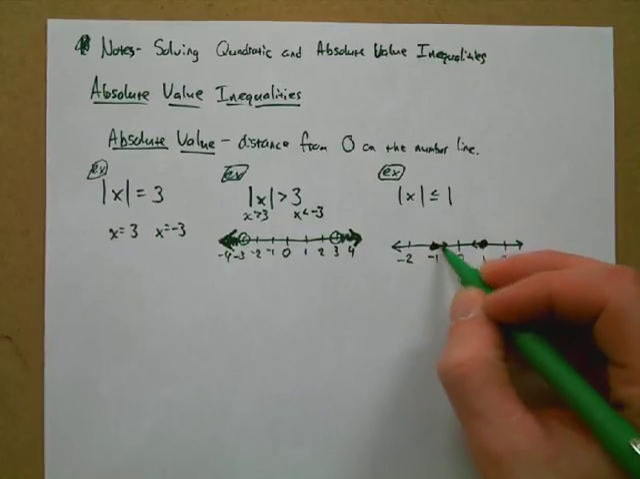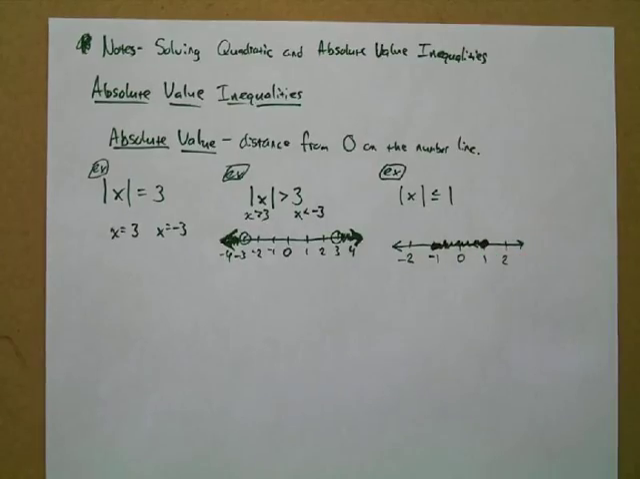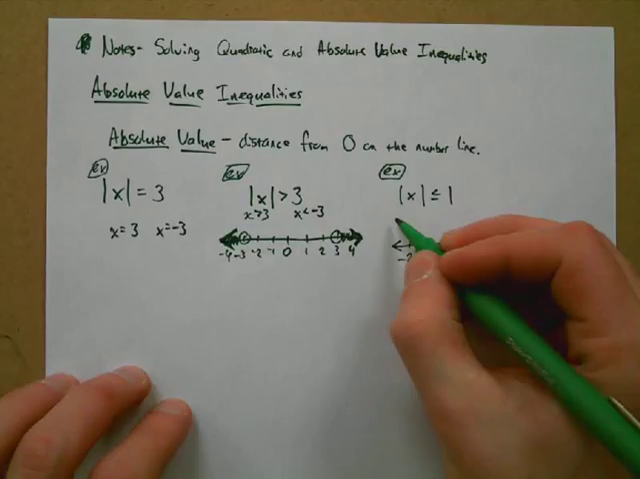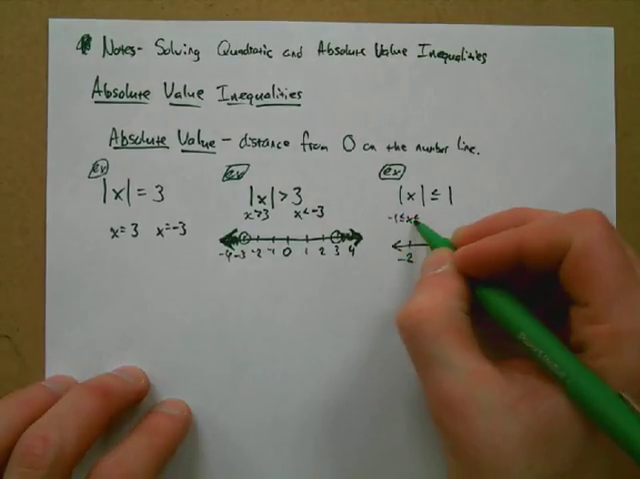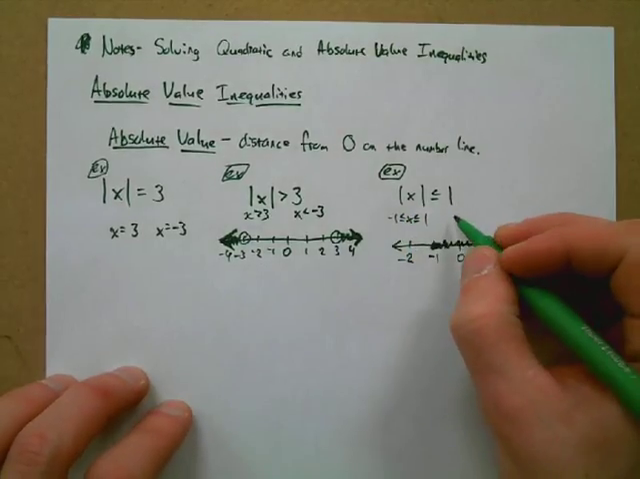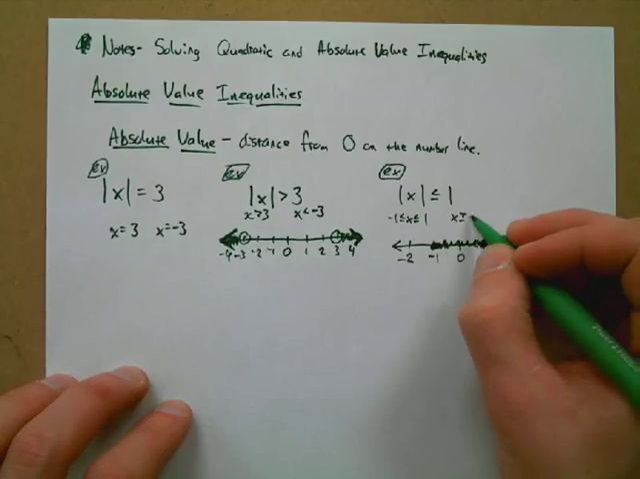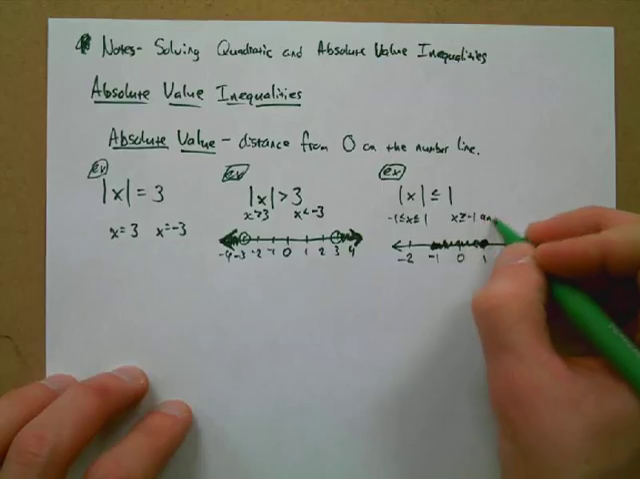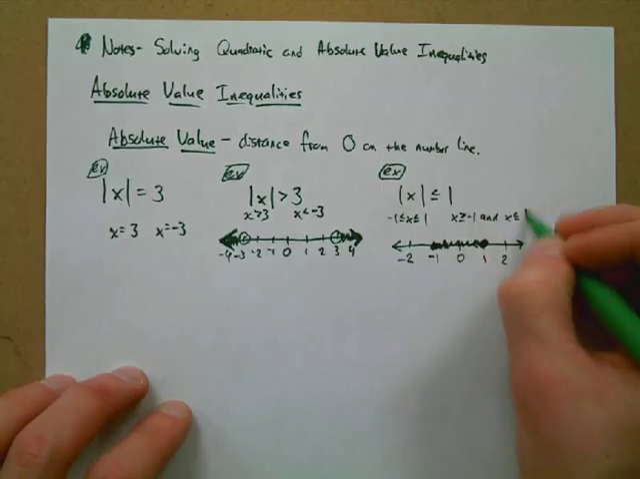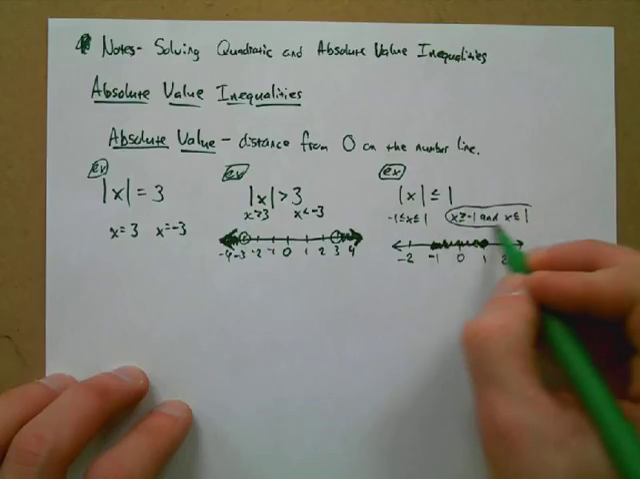And so this one, you can make it a compound inequality. You could say negative 1 less than or equal to x less than or equal to 1. Alternatively, you can make it a compound inequality like an and: x is greater than or equal to negative 1, and x is less than or equal to 1. And this one over here would be an or inequality since they don't overlap.